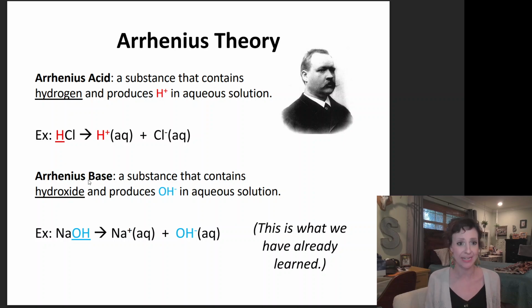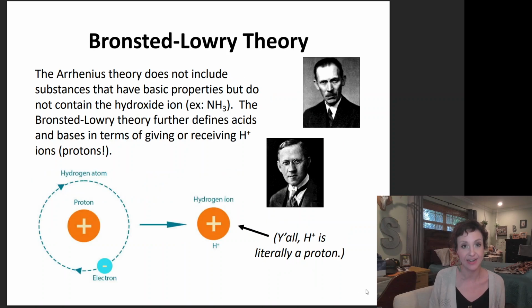Well, what does it say about a base? An Arrhenius base is a substance that contains the hydroxide and produces the hydroxide ion in aqueous solution. So here's my strong base, sodium hydroxide. It dissociates completely into the sodium ion and the hydroxide ion. So all this to say that the understanding of what makes an acid and what makes a base that we learned last time was the Arrhenius theory, okay?